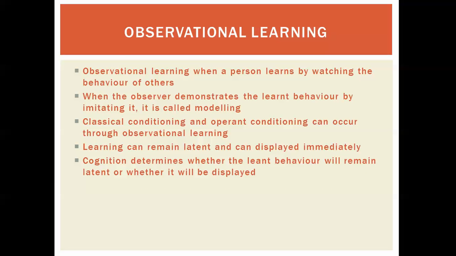So the idea of observational learning is that you learn by watching others' behaviours, and we know that classical and operant conditioning can both occur through observational learning, so you don't need to go through the learning directly yourself. You can go through it vicariously, which means by watching others. So another term for observational learning is vicarious learning. The observer will model the behaviour, or it is called modelling when they actually display the behaviour. They don't always have to display the behaviour. Sometimes it might remain latent, which means it can just sit there in their mind, and they can display it at any time that they want. They'll make a choice about whether they want to display this behaviour or not.